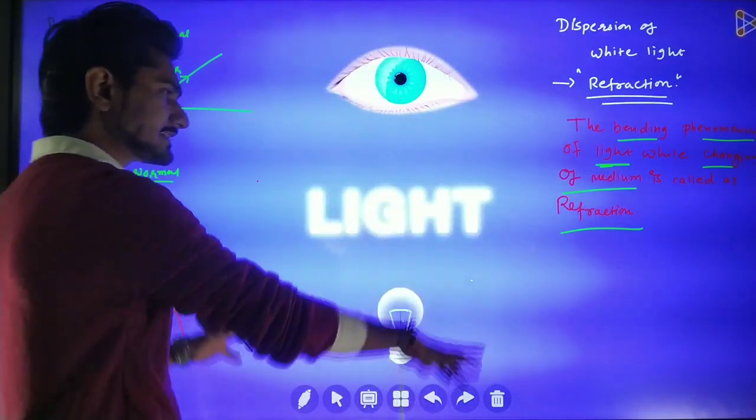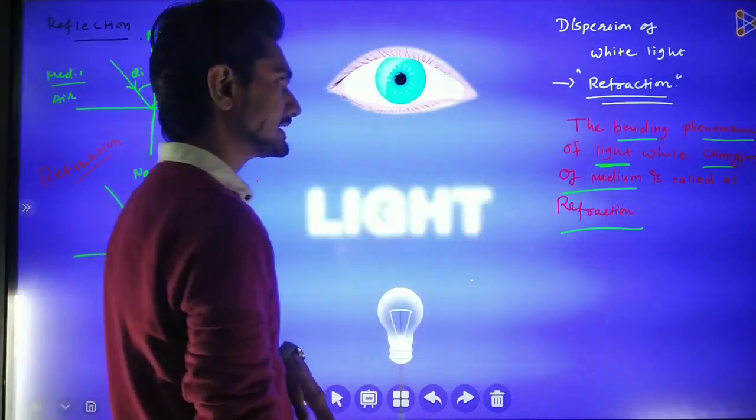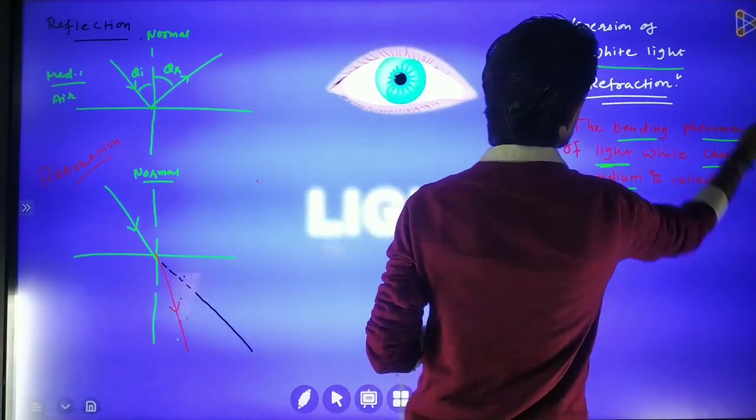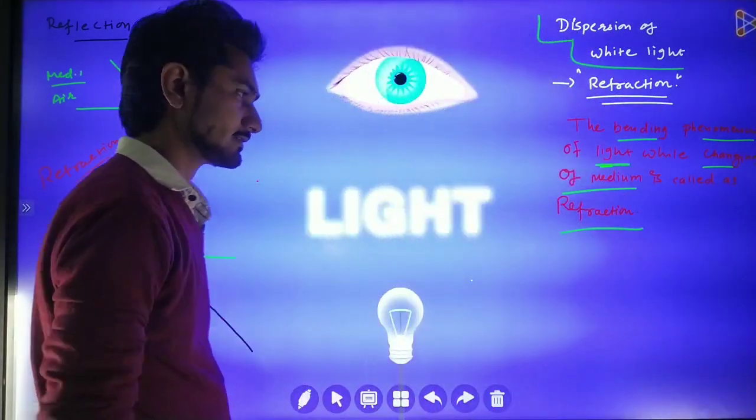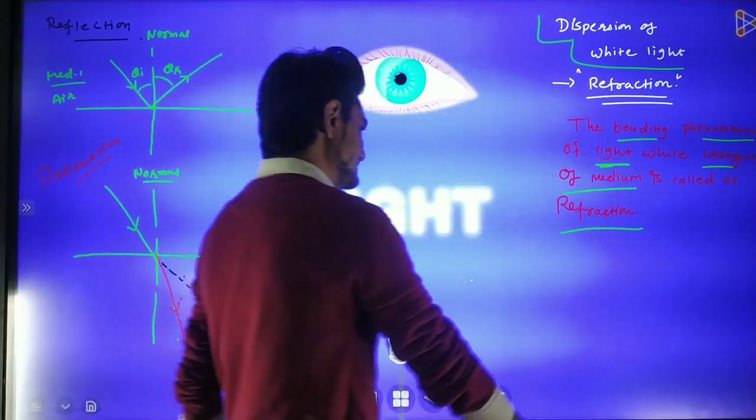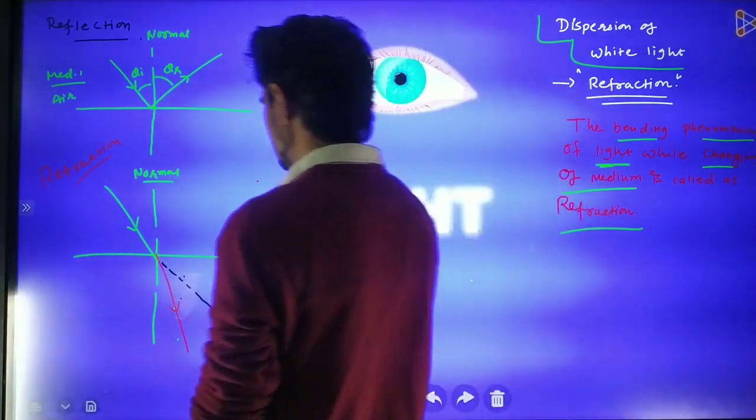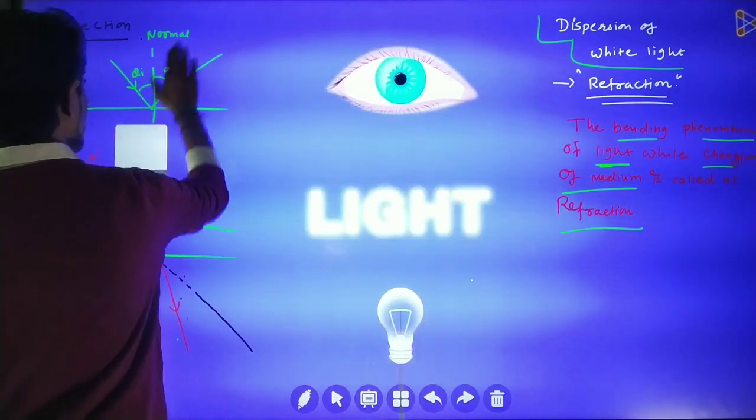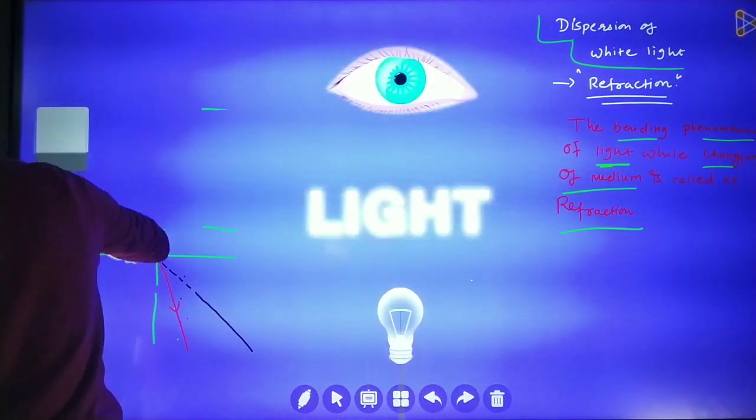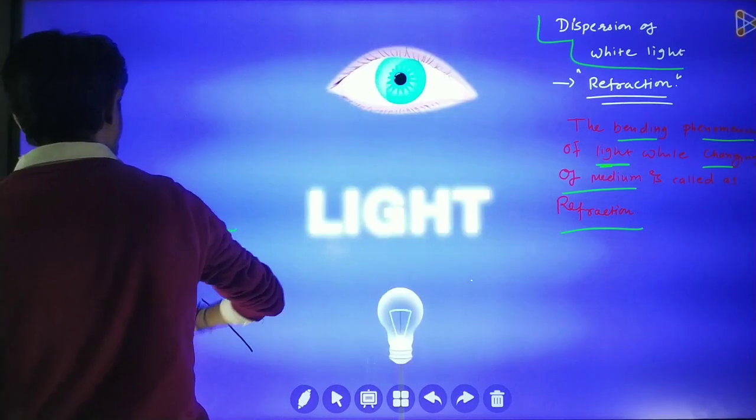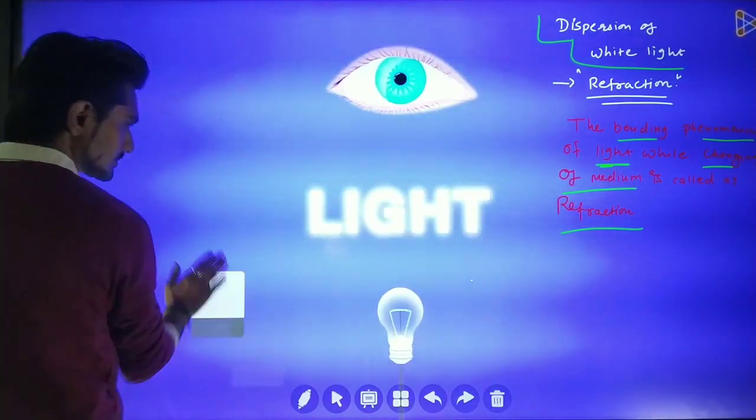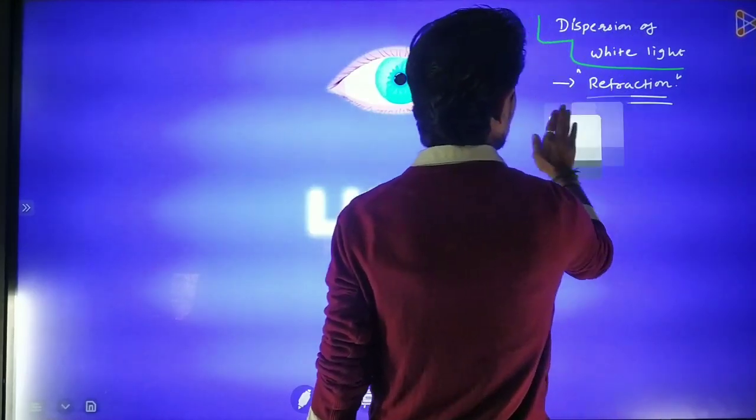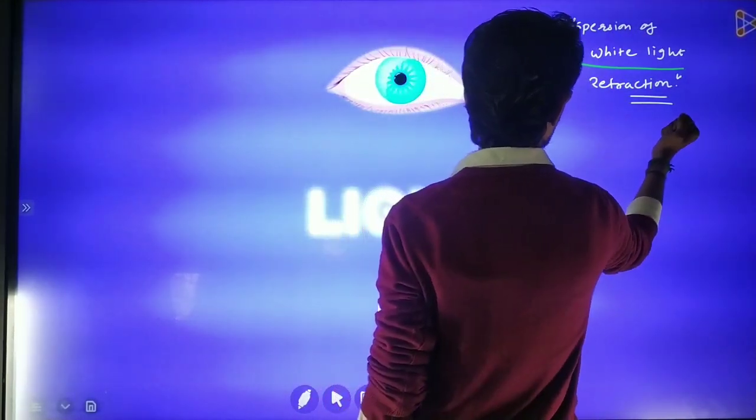Now this refraction phenomenon has to be understood to understand this topic, dispersion of white light. Now let us erase that, all these things. I hope you all are understanding these topics, because it is very easy.